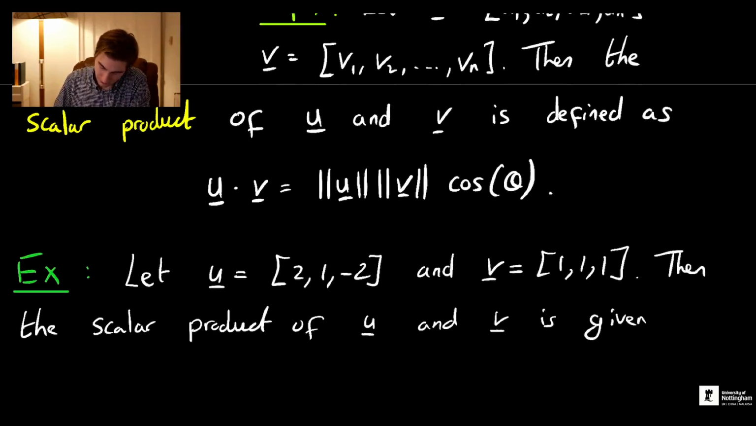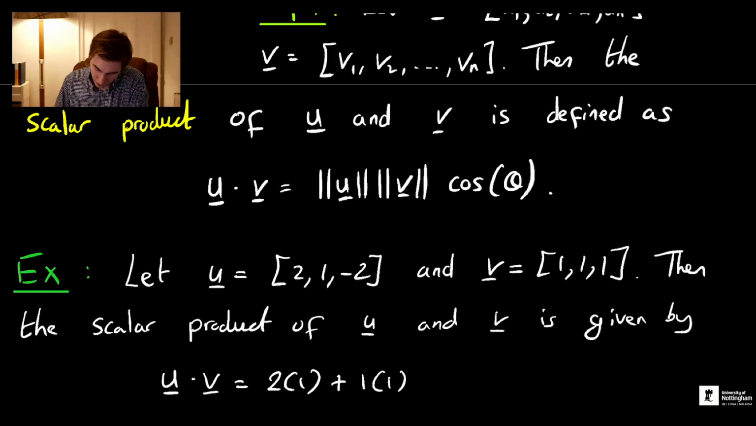It is given by u dot v. We take the first element of u and multiply it by the first element of v, so that's 2 times 1. We have the second element of u times the second element of v, which is 1 times 1, and we add those. Then the third element of u, which is minus 2, times the third element of v, which is 1, so plus minus 2 times 1. Adding those up, we've got 2 minus 2, which is 0, plus 1, so the overall thing is 1. That's our scalar product of u and v.